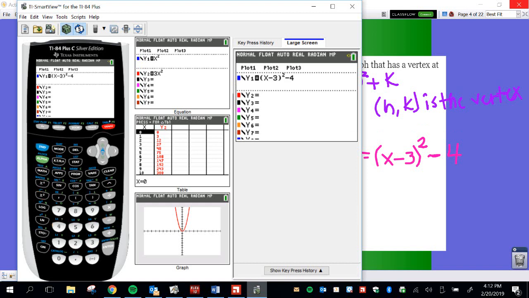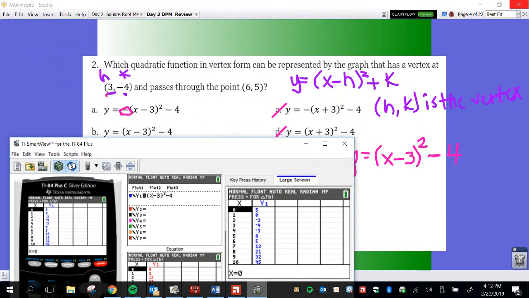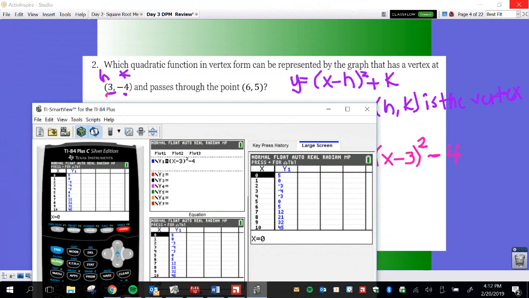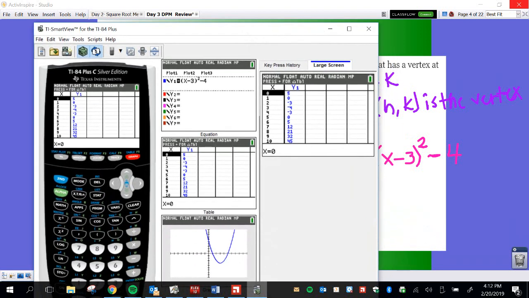And then I'm going to go to the table. Because again, I'm looking to see if 6, 5 is a point that's included in this function that I just punched in. Because if it is, then that means it's going to that point, and then I have the correct answer. So over here I see 6, 5. So that means it does go to that point, and therefore my answer, oh, is it not going to go away? Hold on.